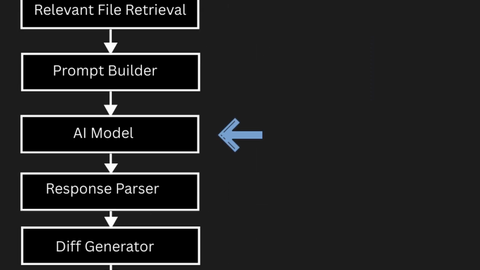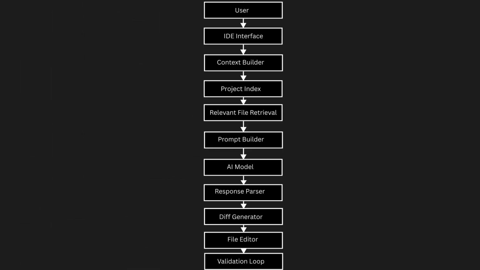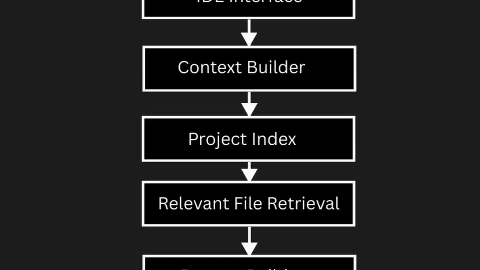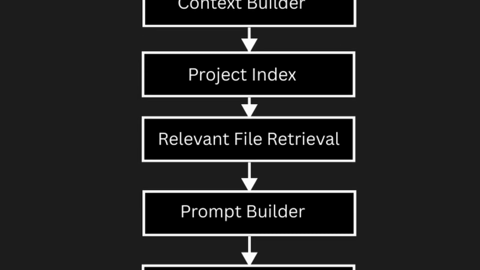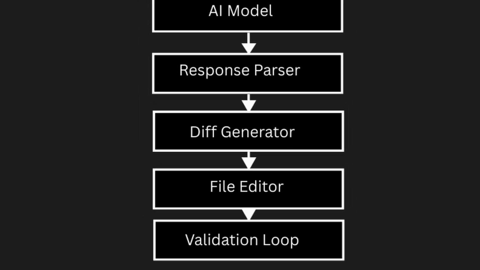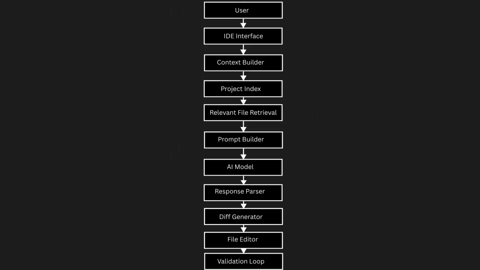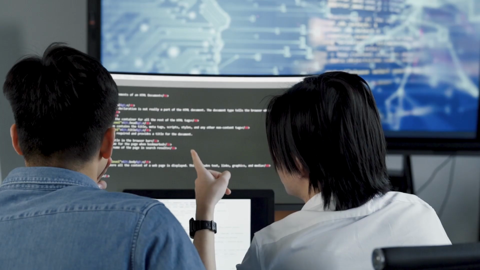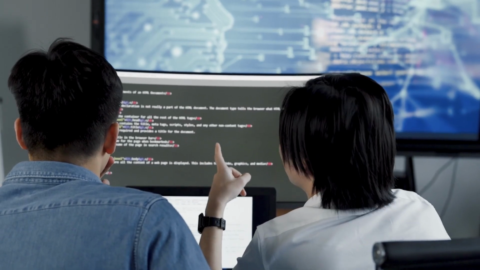The AI model, the part that receives most of the attention, is actually the easiest piece to build. The real engineering challenge is everything around it. The systems that understand your codebase, retrieve the right context, safely apply changes, and verify that the software still works. That orchestration layer is what turns a powerful language model into something that feels like an intelligent programming assistant.